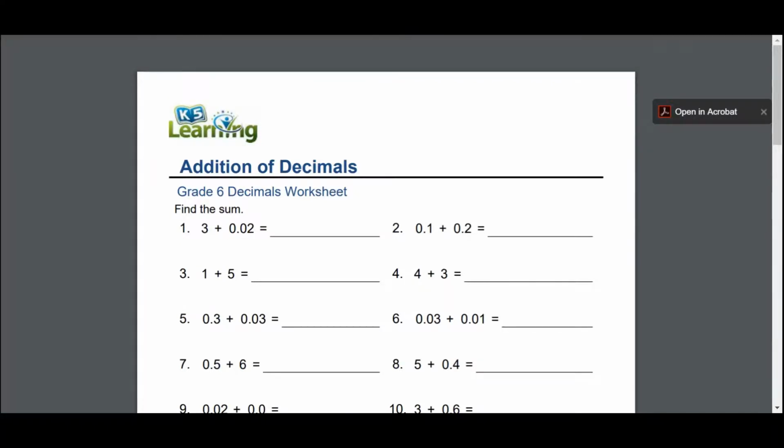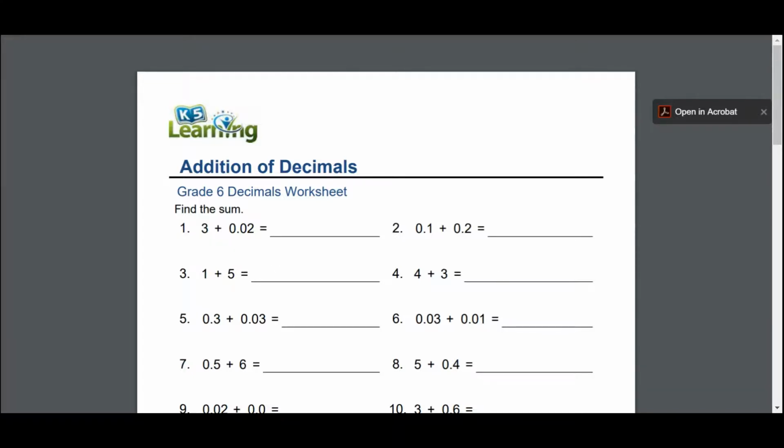So we're going to be doing the adding decimals worksheet now. I'll do the first 5 with you guys, and then I'll link this in the description box so you guys can have some practice. You can also check your answers because there is an answer key right below this. But please don't look at the answer key before you're done doing your work. So let's just get started.